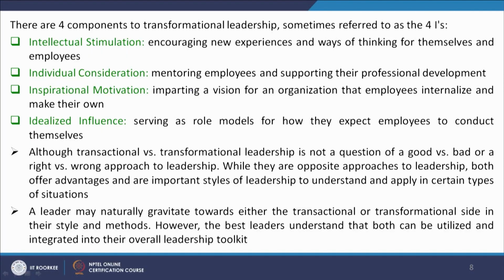The other is individual consideration, that means mentoring and coaching employees and supporting their professional development. It is not only about coaching and mentoring employees or training employees just to achieve organizational goals. A transformational leader will also think beyond that, in terms of how the organizational goals can also help in the personal development of the employees, by offering them better training to enhance their knowledge, skills and abilities, so they are able to take up more diversified task completion.